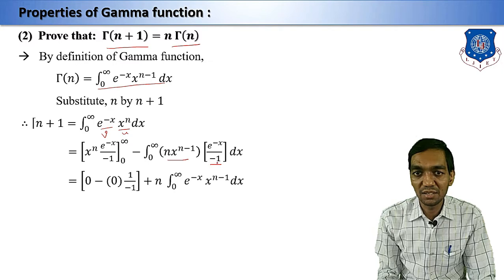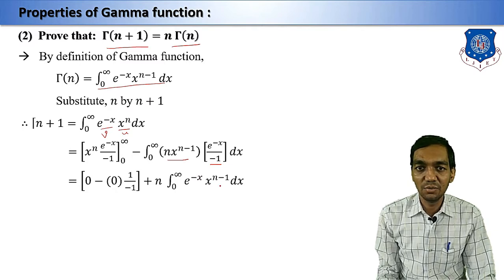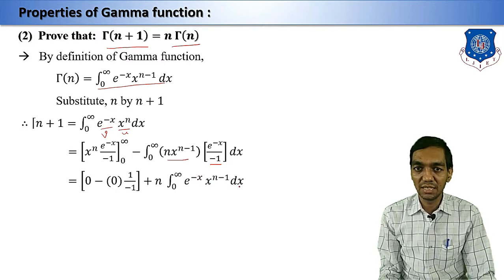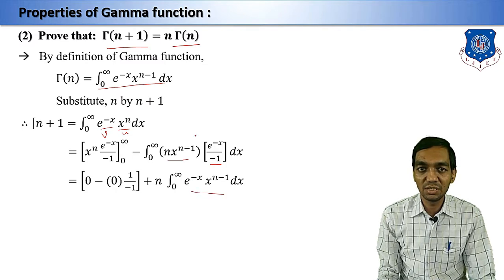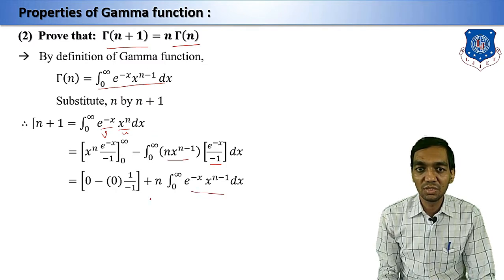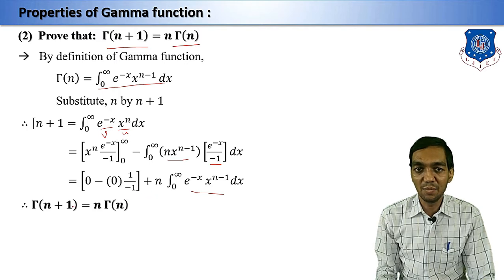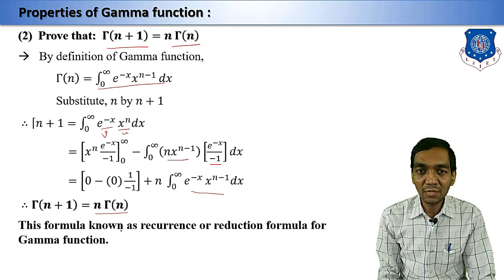Here n and minus are common, so you have plus n integral from 0 to infinity of e raised to minus x into x raised to n minus 1 dx. This is nothing but the definition of the gamma function. So gamma of n plus 1 is equal to n into gamma n. This formula is known as the recurrence relation or the reduction formula for the gamma function.